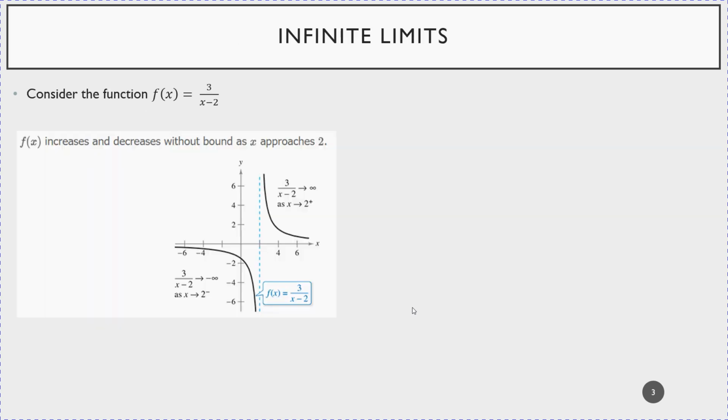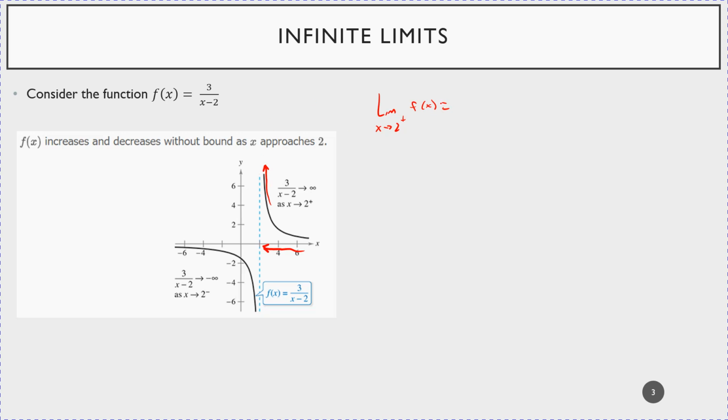Okay, so let's consider this graph here. f of x is equal to 3 divided by x minus 2. You can see that we have a vertical asymptote at x equals 2. Let's look at the limit as x goes to 2 from above of f of x. As x goes to 2 from above, what happens to the graph? It's just going to shoot up and up and up forever. This means it's going to increase without bound.